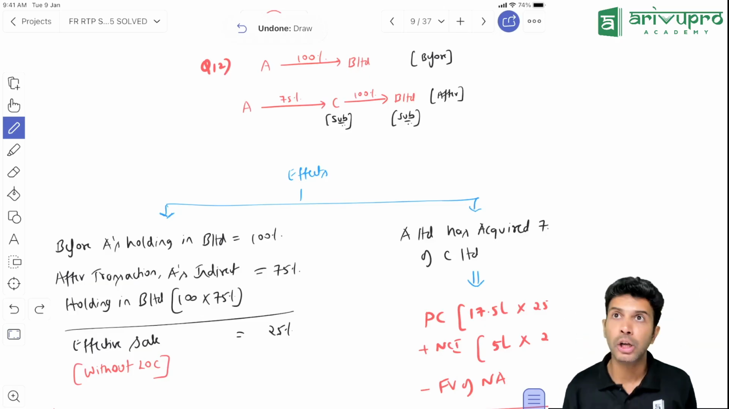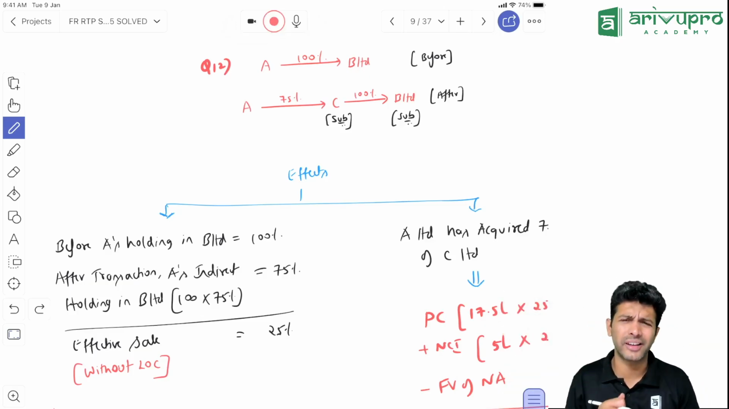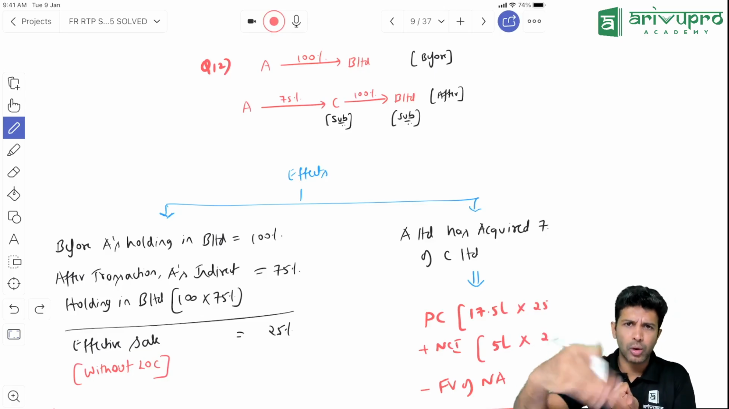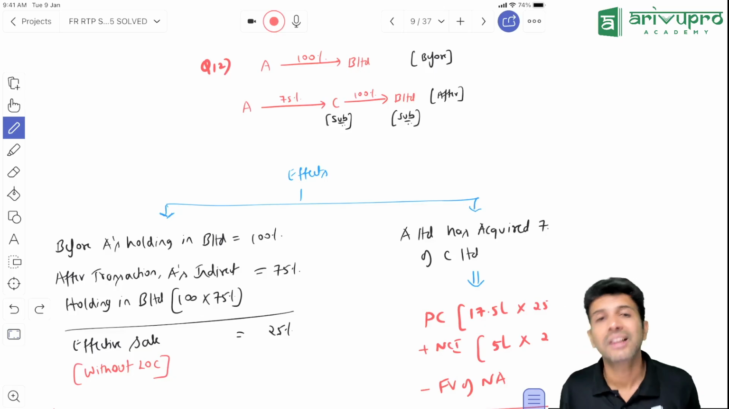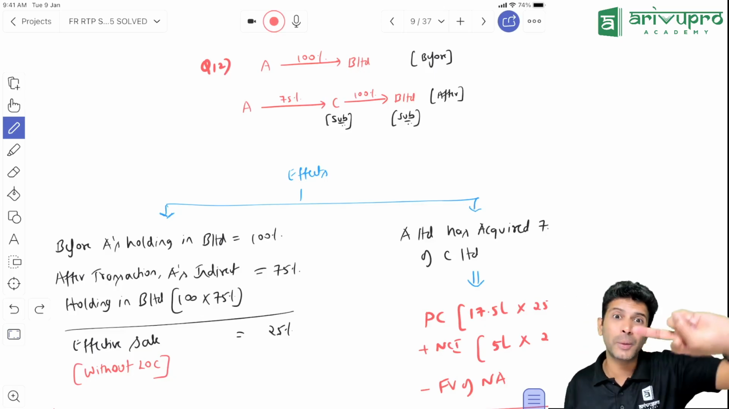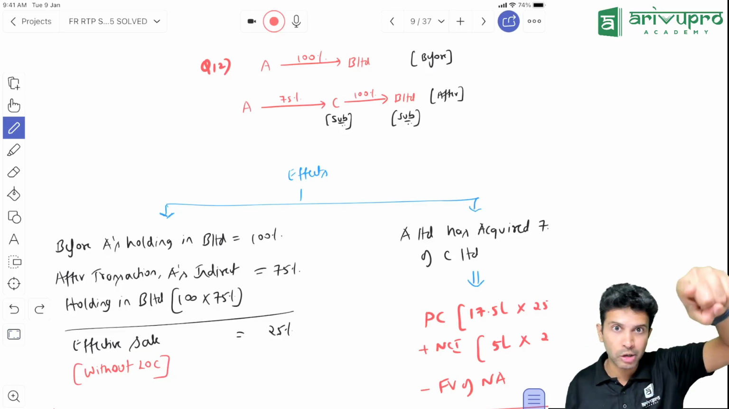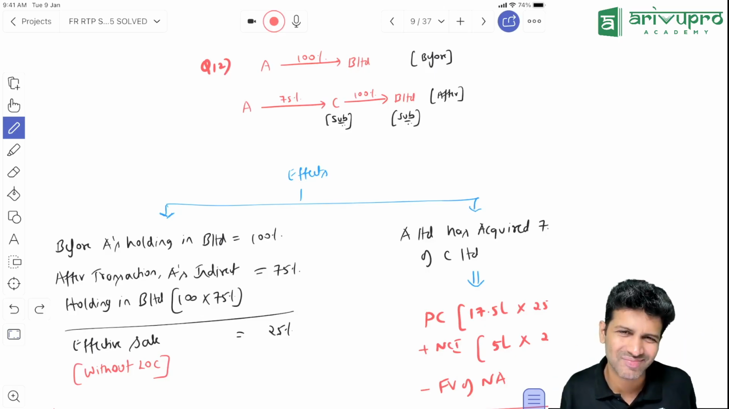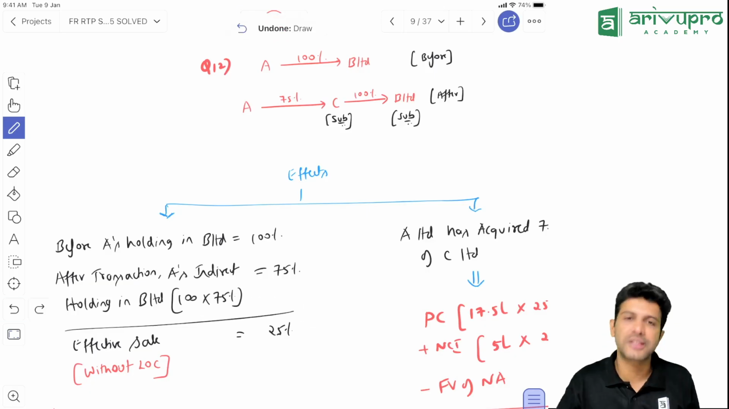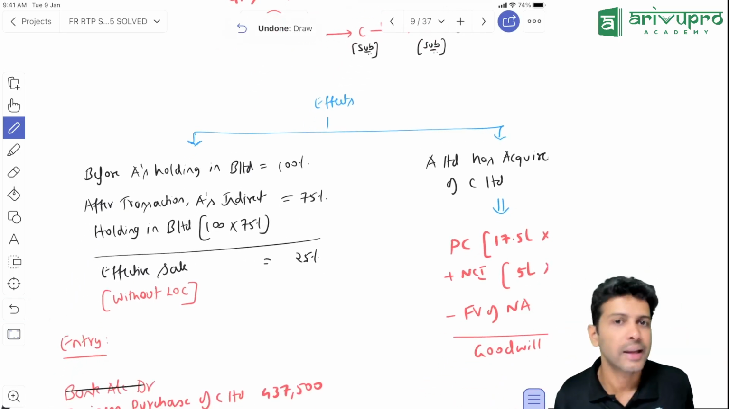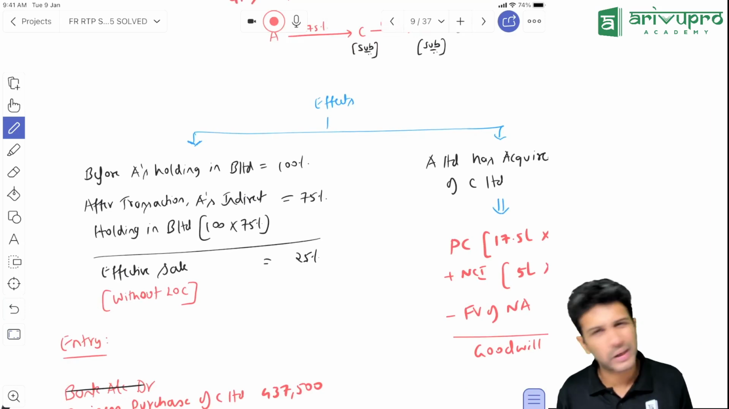Correct? Okay. So how should we account this, sir? We know this already. If control is lost, LOC accounting. If control is not lost, then it will be treated as a transaction happening between equity participants. And gain or loss, you will book it in other equity. That is what they are asking. Due to this 25% sale, how much gain or loss has A incurred, which has to be transferred to other equity? As simple as that.